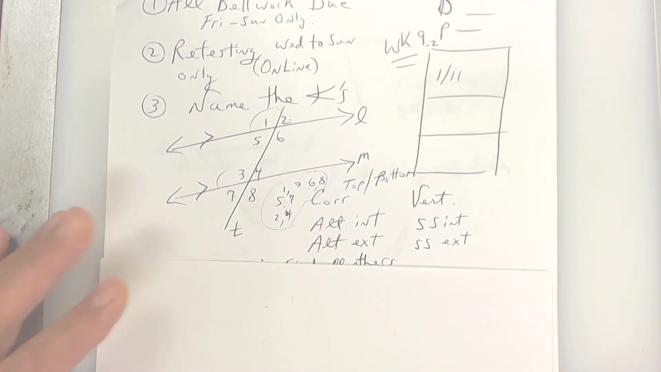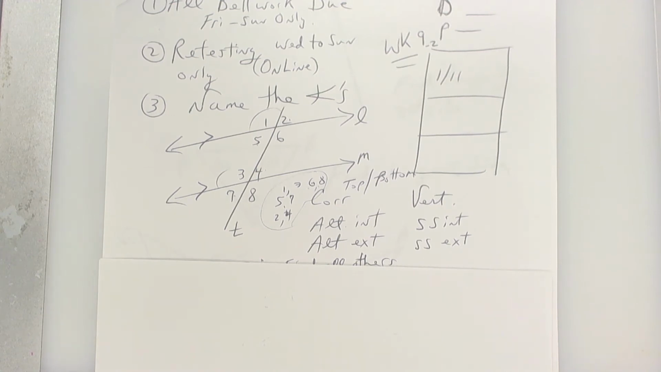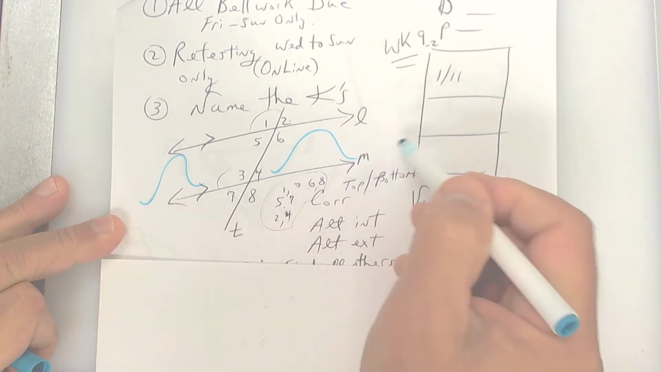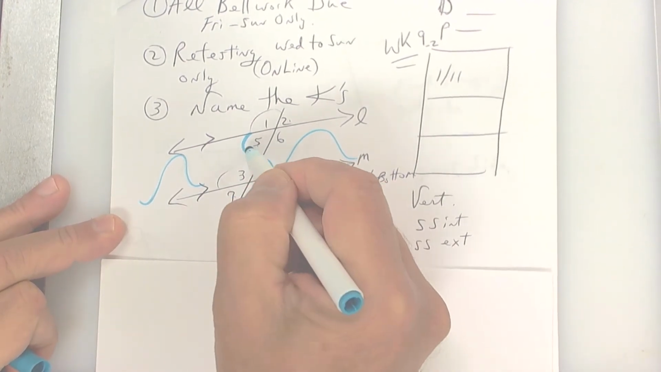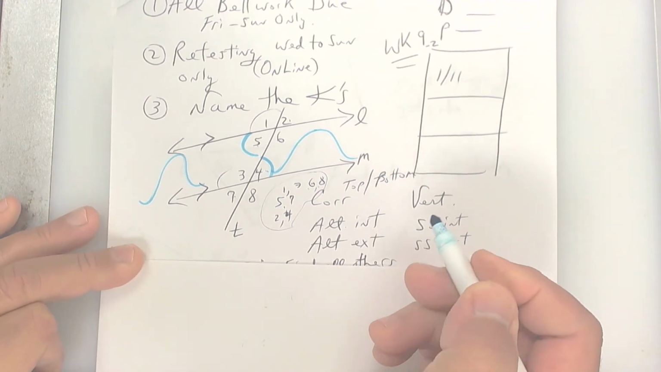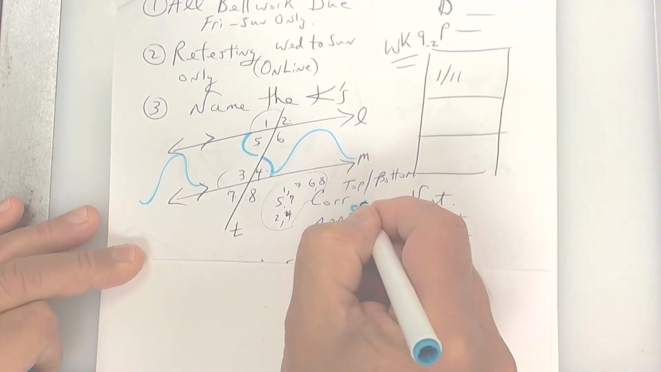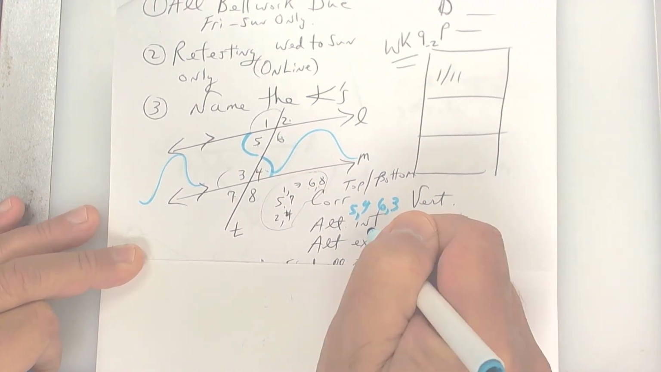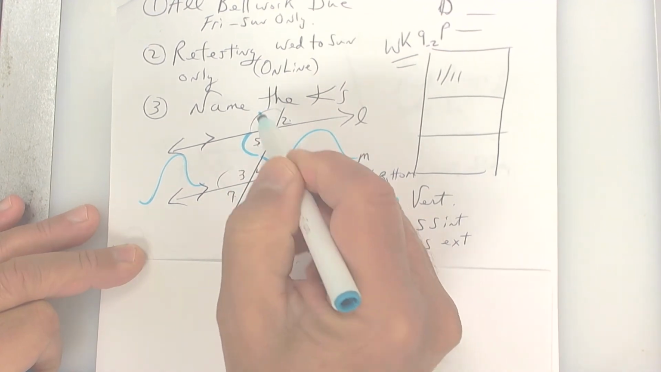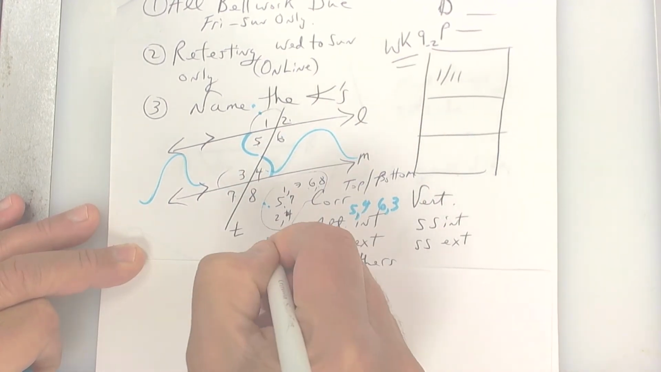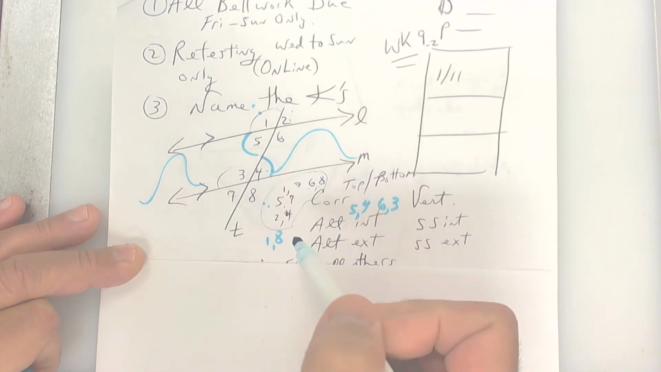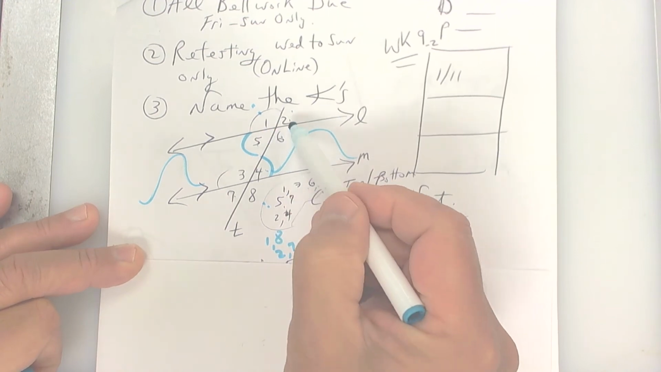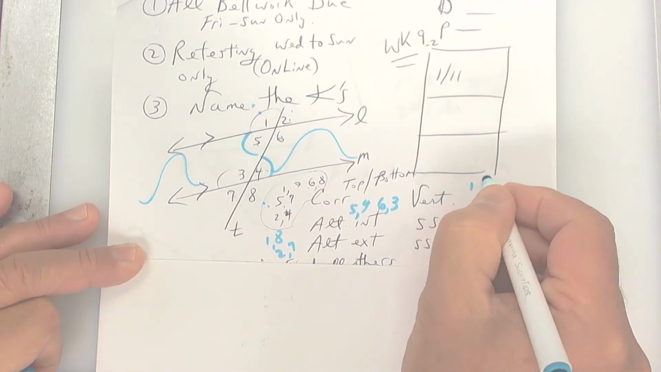Okay, alternating interior. Alternating interior would be between these two lines. Anything in between these two lines. So it would be 5 and 4. It jumps across the transversal. So 5 and 4. And 6 and 3. Those are alternating interior. Alternating exterior would be on the outside, jumping across, so that would be 1 and 8. And 2 and 7.